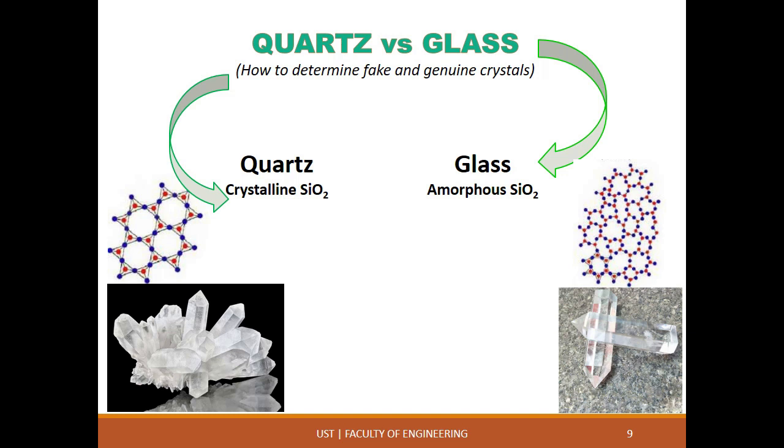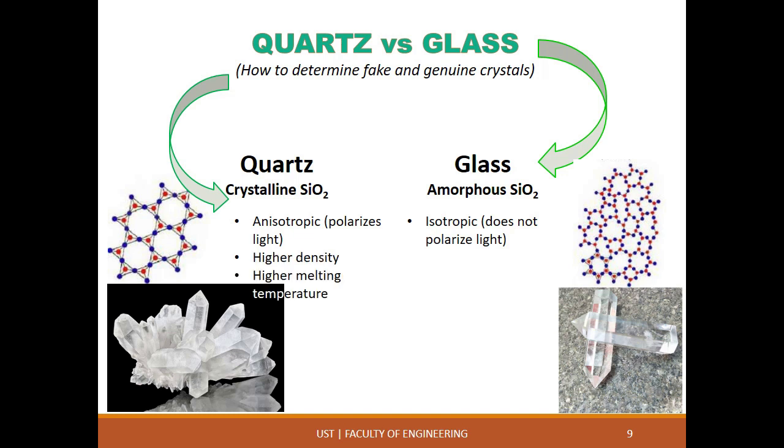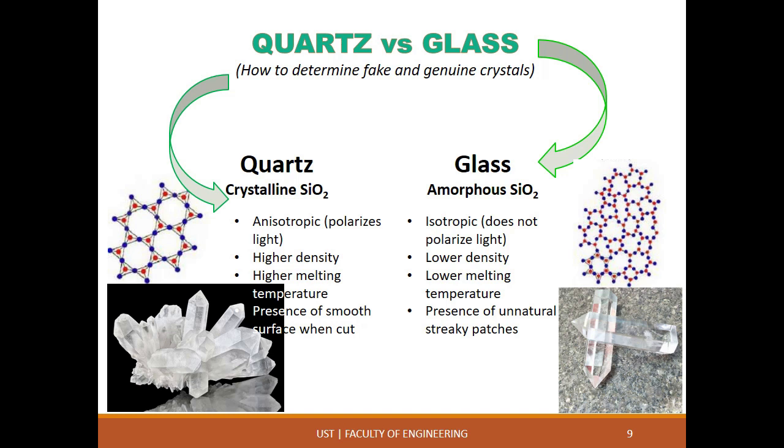Now, how do we spot whether a crystal is fake or genuine? Well, we can consider its properties. Genuine quartz would possess the properties of a crystal, while glass as fake quartz will not. When light passes through a material, genuine quartz will polarize the light, while glass does not. Quartz will have higher density and higher melting temperature than glass. And when cut, a genuine quartz will result in a smooth surface, while streaky patches will be observed for glass.